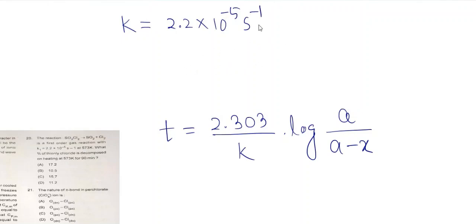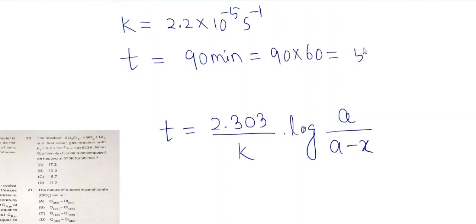Since the unit of the rate constant is second inverse, I have to convert time into seconds. Time is 90 minutes, so 90 into 60 is equal to 5400 seconds.